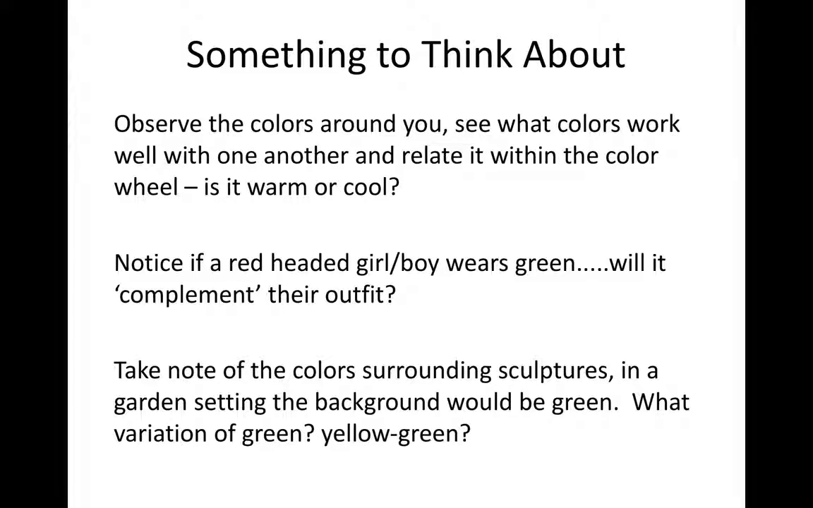Also take notes of the colors surrounding sculptures in a garden setting. In the background, it would be green, but what variation of green? Is it warm? Is it cool? Is it intense? Use those words. Talk about the image. Is it achromatic, monochromatic? Use all those different color combinations. If you see a triad that's present there, explain what triad is there. Where do you see those colors? Is there a majority of one color versus another?